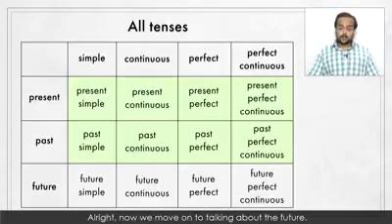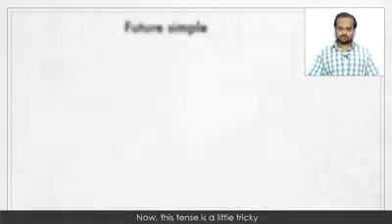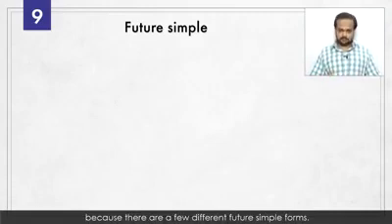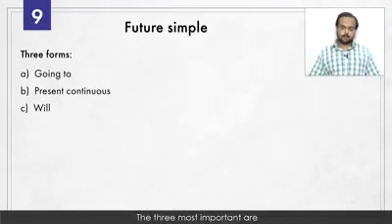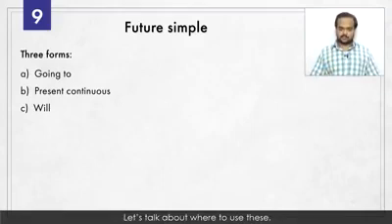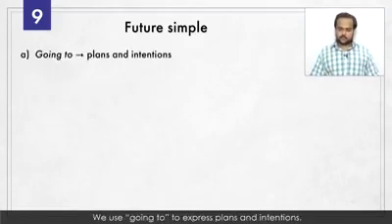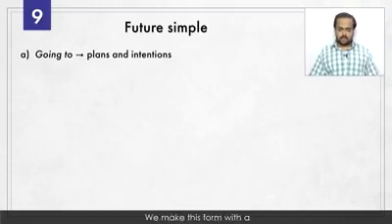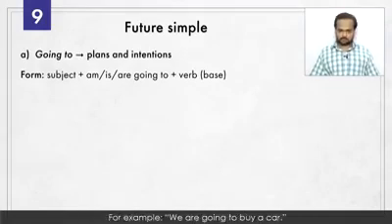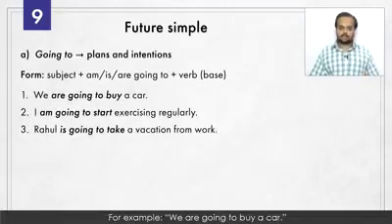All right, now we move on to talking about the future. The first tense for us to look at is the future simple. Now this tense is a little tricky because there are a few different future simple forms. The three most important are going to, the present continuous using an ing verb, and will. Let's talk about where to use these. We use going to express plans and intentions. We make this form with a subject plus am, is, or are, and then going to plus a verb in its base form. For example, we are going to buy a car.